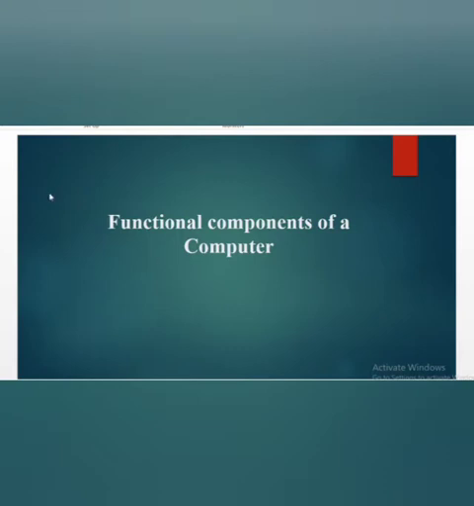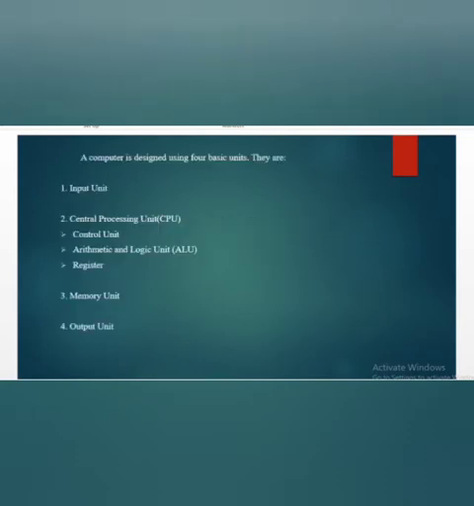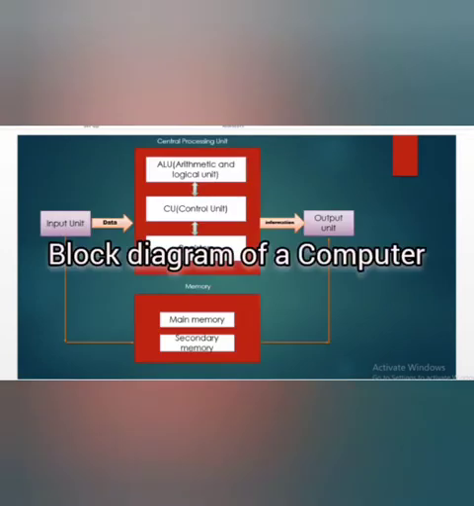Now we'll see what are the functional components of a computer system. Basically a computer is designed using four basic units. They are the input unit, central processing unit, memory unit and output unit. The central processing unit, or CPU, consists of another three subcomponents, that is control unit, arithmetic and logic unit, and registers. Now we'll see the components one by one.